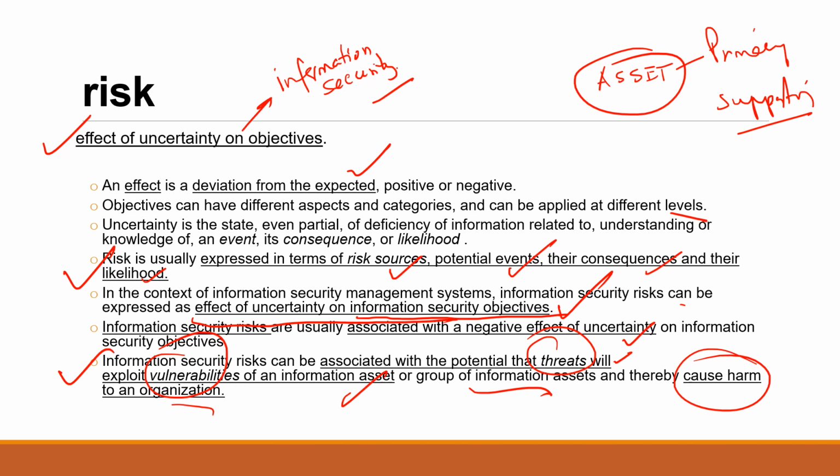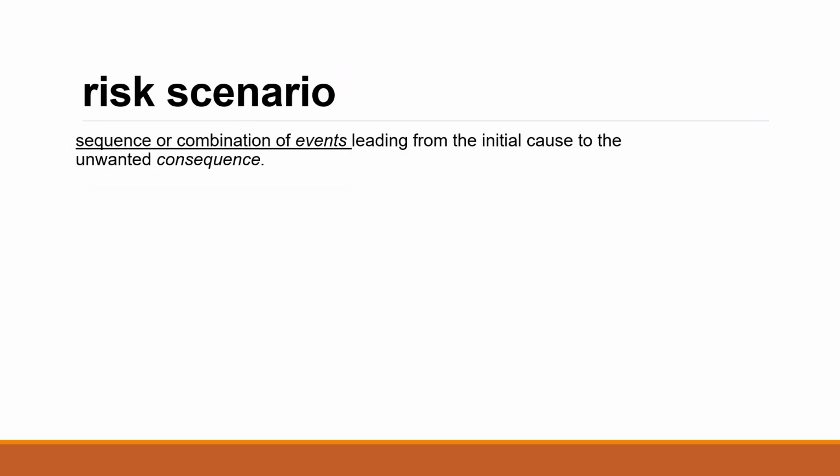Yes, I hope this is bringing the clarity of risk. Risk is the effect of uncertainty on objectives, that's the definition. And if I'm talking about information security in this context, I can say the effect of uncertainty on information security objectives. Okay, good. And from there, some of the terms are like risk scenario.